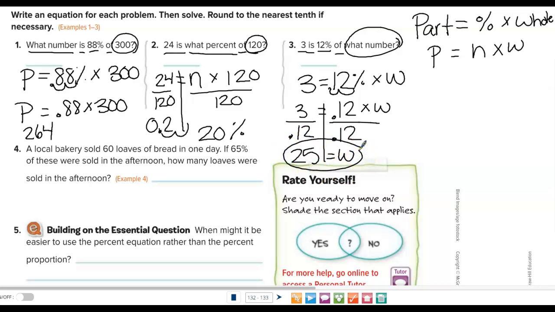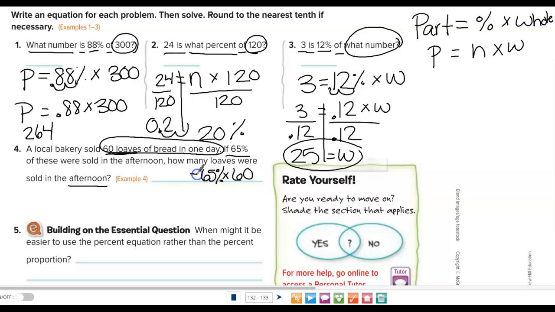On number 4, we have a local bakery sold 60 loaves of bread in one day. If 65% of these were sold in the afternoon, how many loaves were sold in the afternoon? So since 60 loaves were sold in all one day, that is our whole number of loaves that were sold that day, so that is our whole. Then our 65% is our percent.